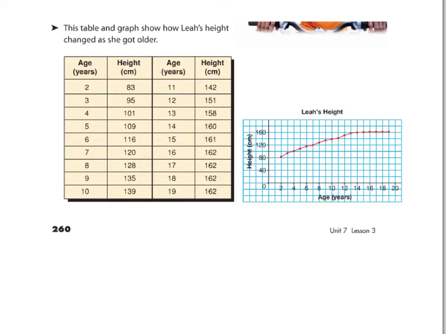Here we have another graph. We have a table of information to graph first of all. So here's our table of information. We are looking at Leah's height and how it changes as she gets older. So we have here from 2 all the way up to 19 years of age, and she's at 83 centimeters up to 162 centimeters.